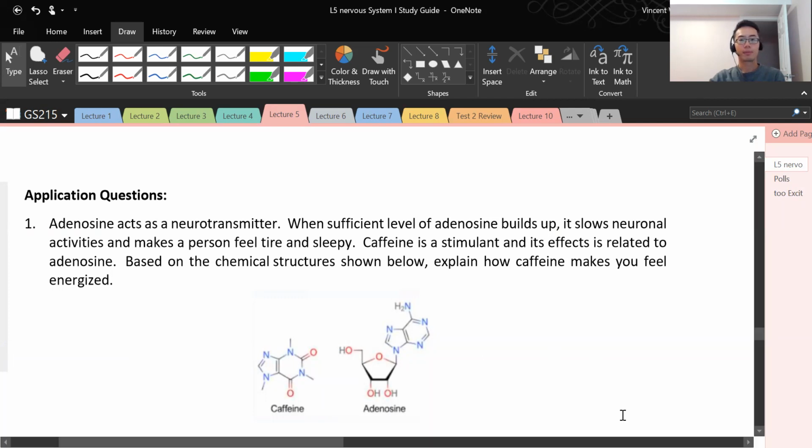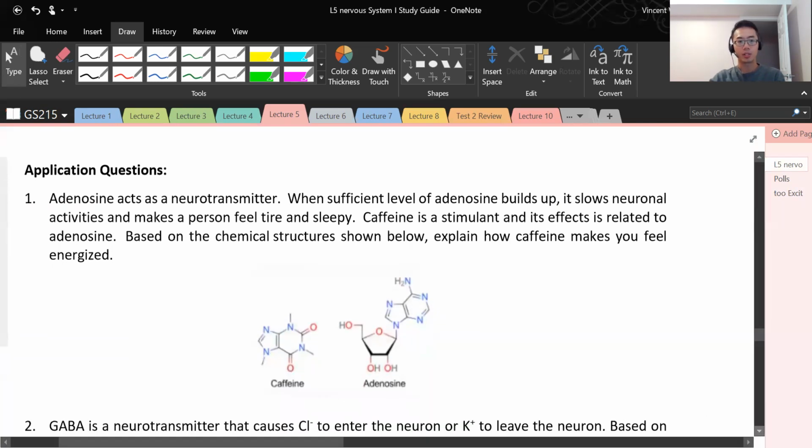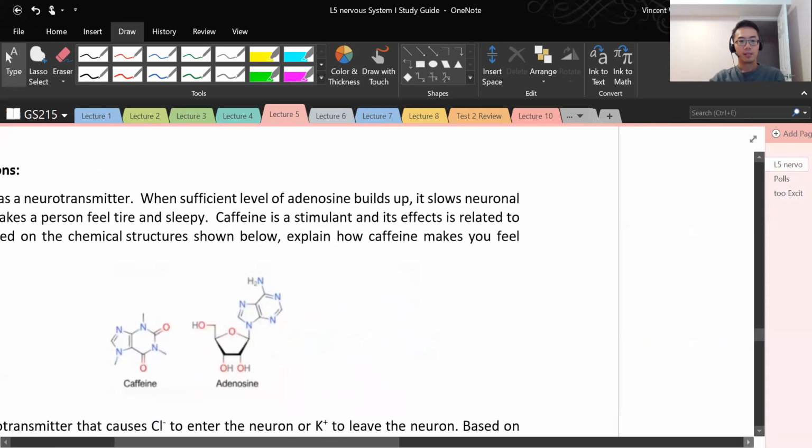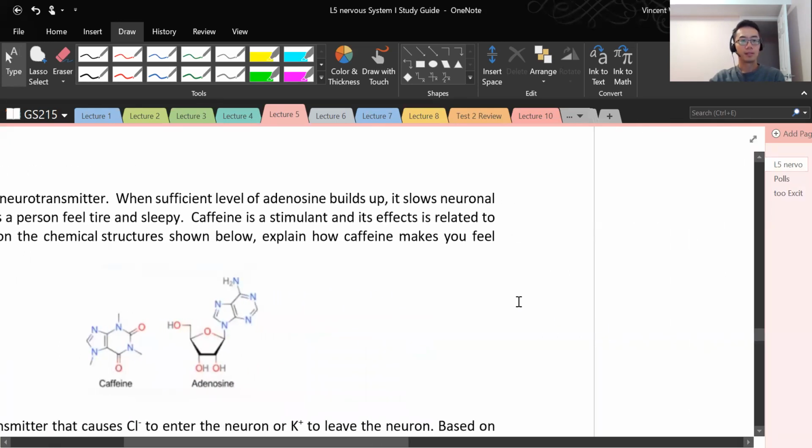So, anybody want to? Would it be that the caffeine would attach to the adenosine and more of the caffeine would be attached to the adenosine and less of the? So you're saying that the caffeine will bind to the adenosine? Yeah. Okay. Could be. Anyone else?